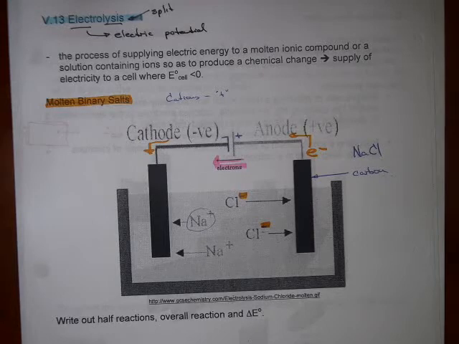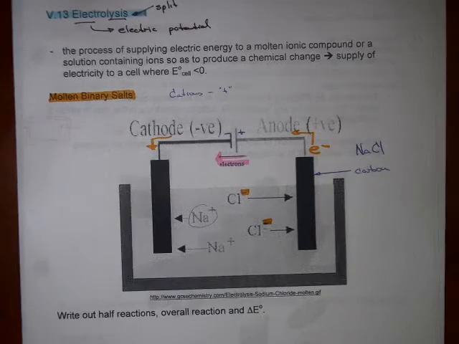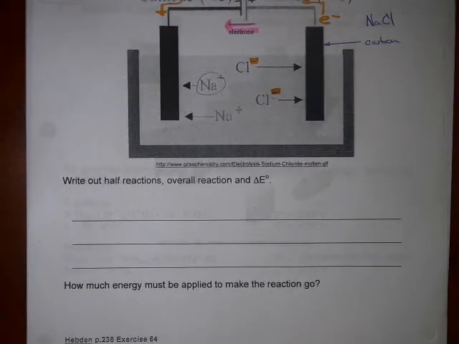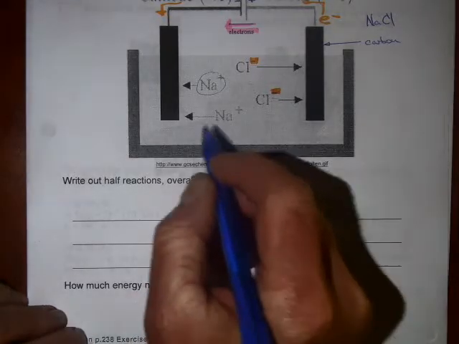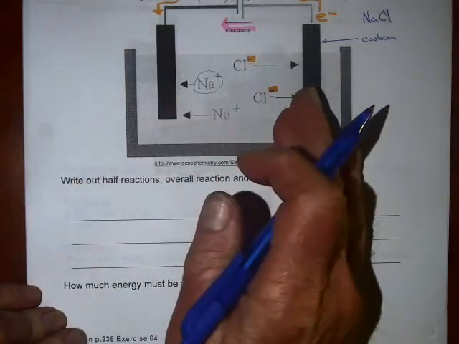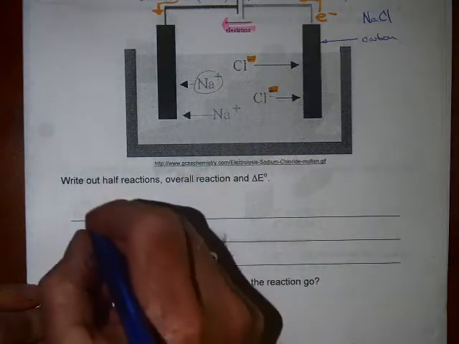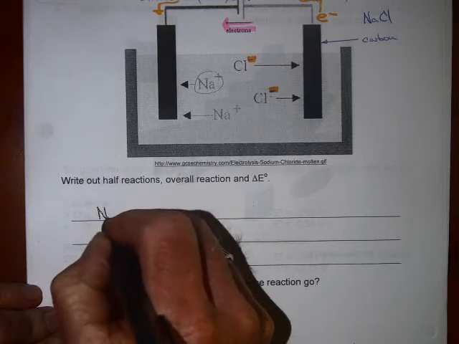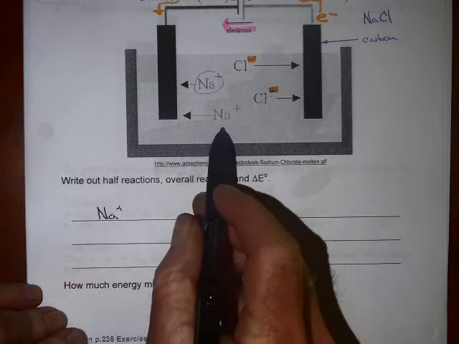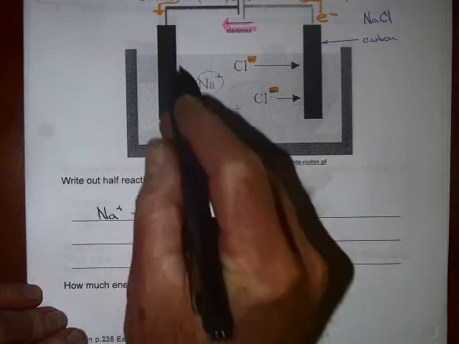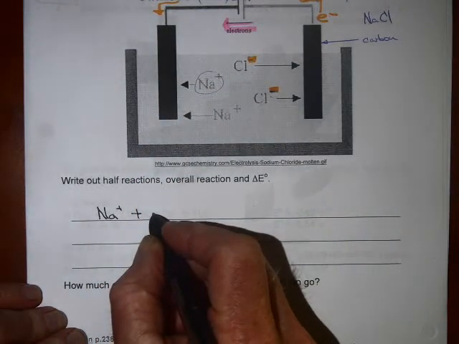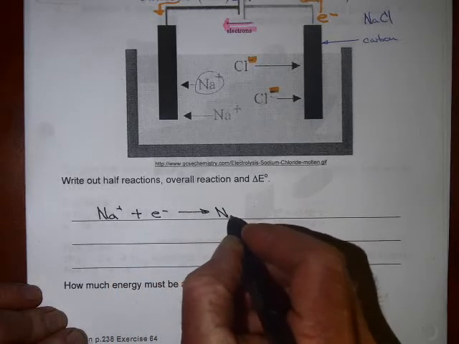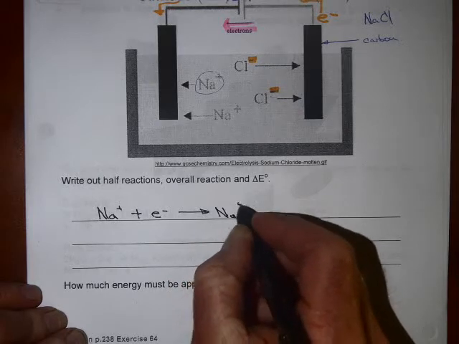Okay, so what's going to happen here? Well, we can almost figure it out on our own what the half reactions are going to be. We know that we're going to, let's take the left hand side and the right hand side. So the first thing that's going to happen, use black, is we're going to have on this side sodium ions, and they are going to join up with an electron, and they will make Na, like that.